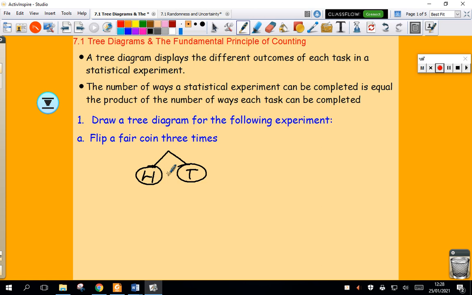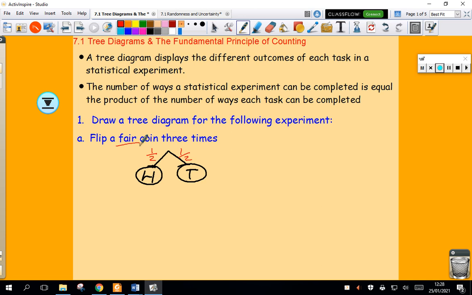The other thing really I want to include in my tree diagram is the probabilities of each one. So when I flip a coin, the probability that that coin lands heads up is 1/2, and the probability that it lands tails up is 1/2, assuming that we're talking about a fair coin. So that's task 1, flipping a coin.